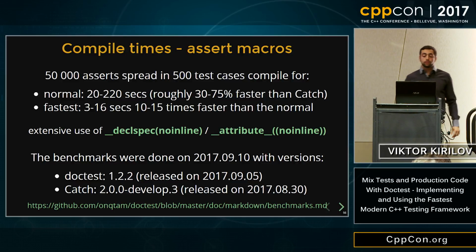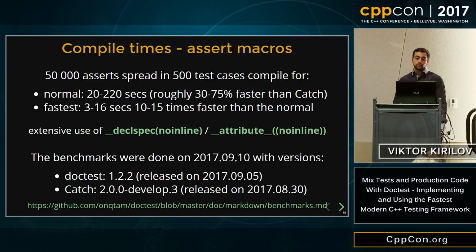So very much depending on the compiler and the configuration, those 50,000 asserts, the normal ones which decompose expressions, may compile for 20 or more than 200 seconds, which is roughly around 50% faster than Catch. And the fastest versions of Doctest compile for between 3 and 16 seconds, again depending on the compiler. And that's pretty good for 50,000 asserts.